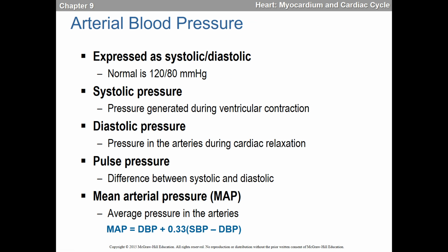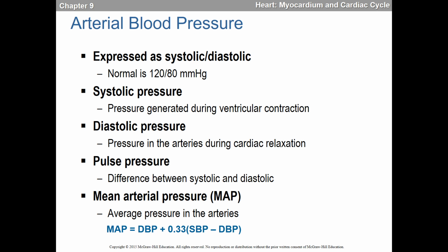So here, just a couple of things related to blood pressure. It's expressed as systolic over diastolic. Systolic blood pressure, we already talked about what that is, and diastolic blood pressure is just the relaxation. Now, here's a new term for you, pulse pressure. This is the difference between the systolic and diastolic blood pressure, so 120 minus 80 would be that.